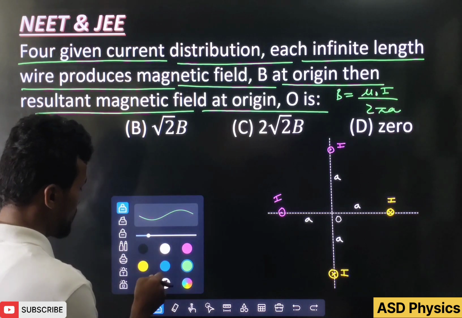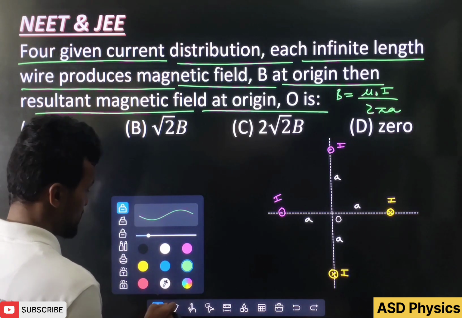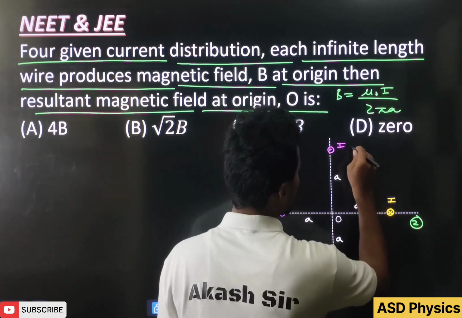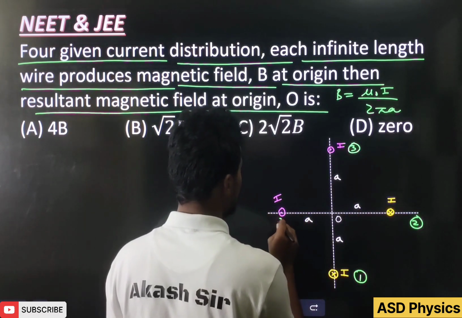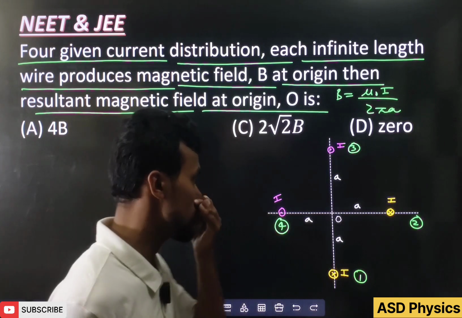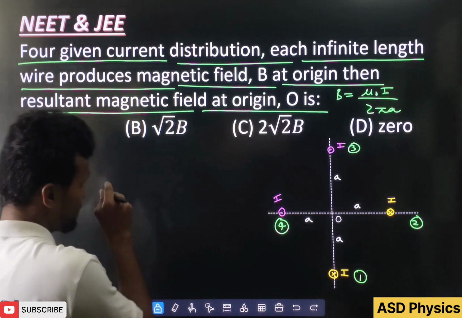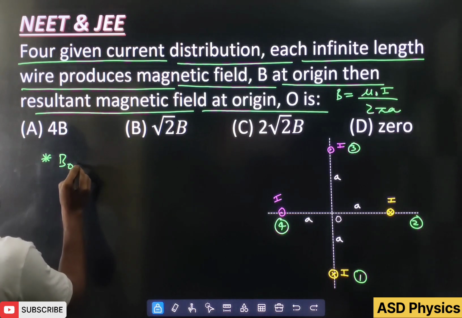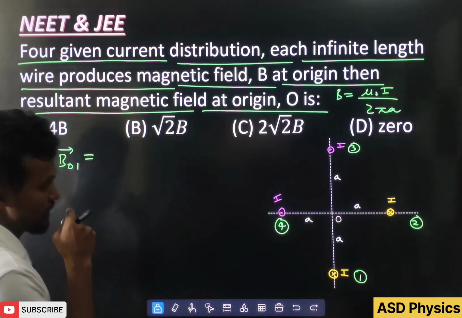Now we will number the wires. Let's take this as wire 1, this is wire 2, this is wire 3, and this is wire 4. And this is not a magnetic field now, this is the current here. So one by one we'll write for each wire. See here, the magnetic field at point O due to wire 1.